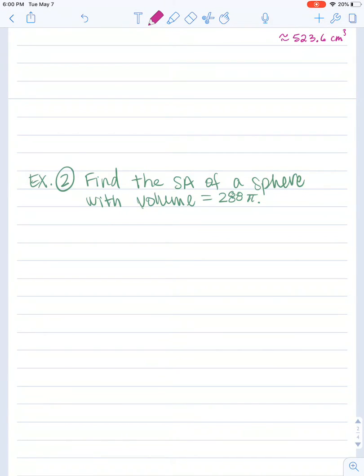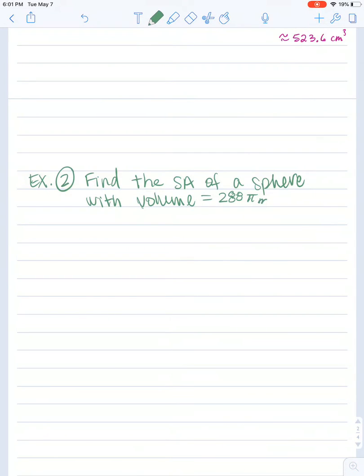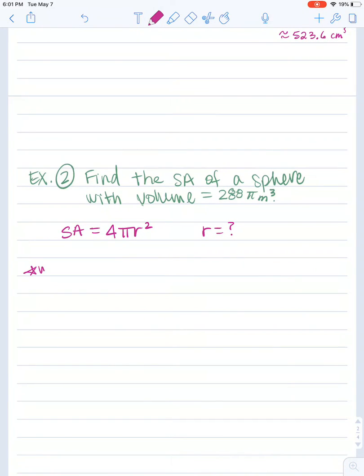So find the surface area of a sphere with volume equal to 288 pi. I guess we'll stick in some variables there. Let's do meters cubed. Okay, so we want the surface area of this sphere, which is 4 pi r squared. But all we're given is the volume. So that means we are missing the radius right now. And we have to find it by using the volume formula and working backwards. Does that sound like fun?